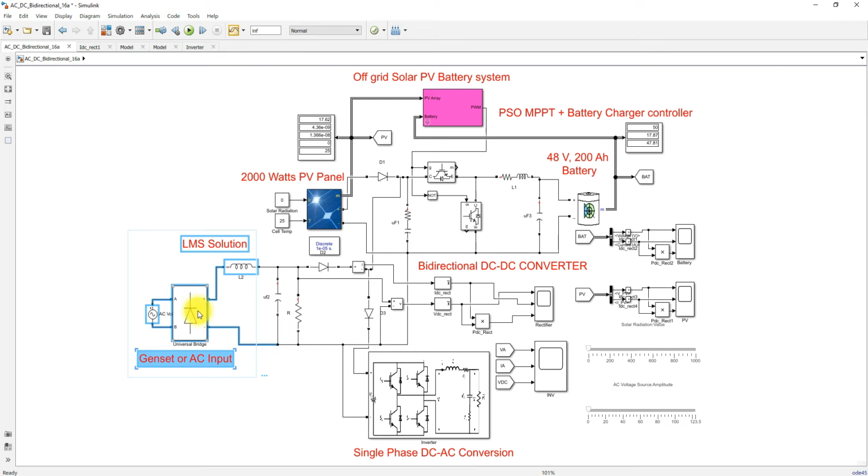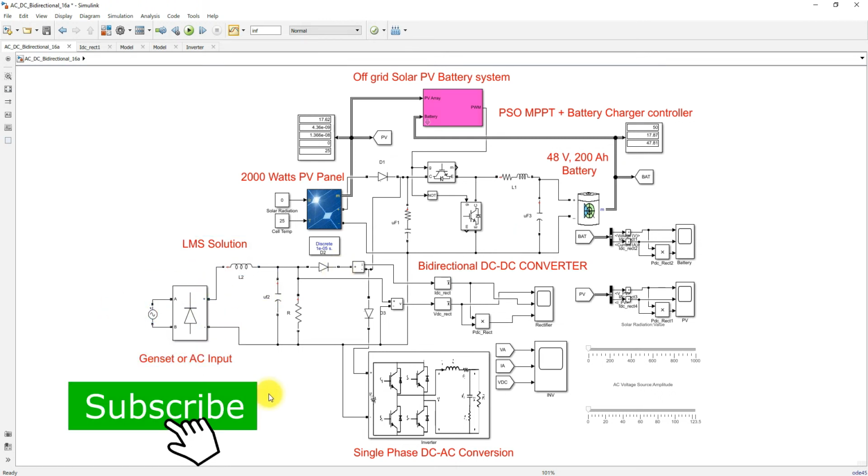The AC input we can directly connect to the utility grid, in order to charge the battery and supply the power to the AC load. So this is during no power in the PV and when the SOC of the battery has a low value. Then we can connect this one. So this is known as the operation of the off-grid solar PV battery system.